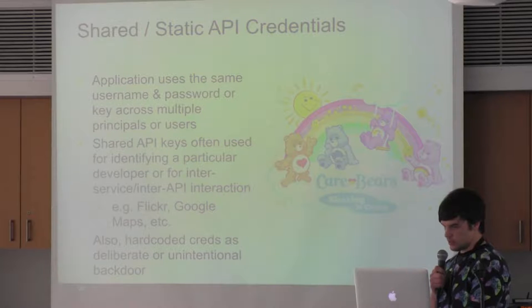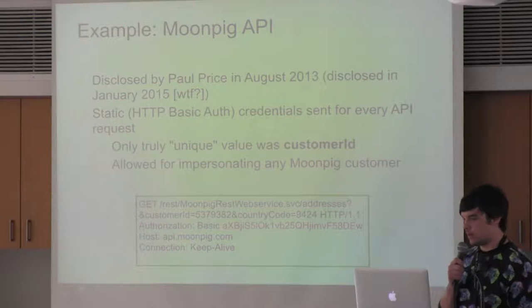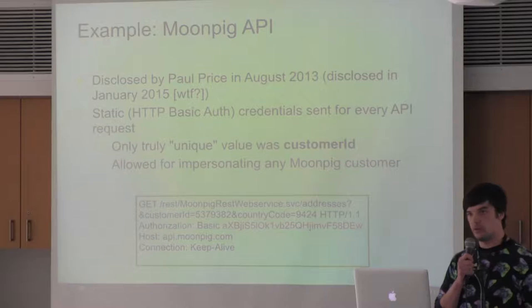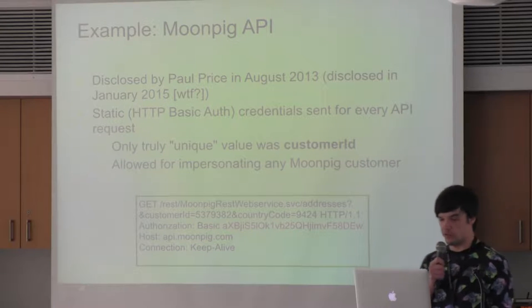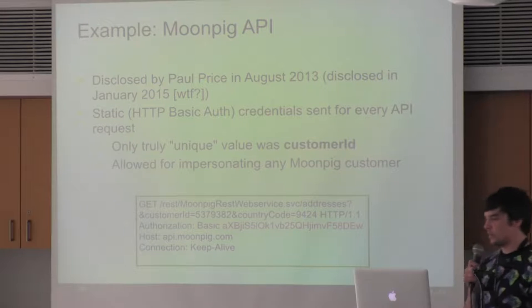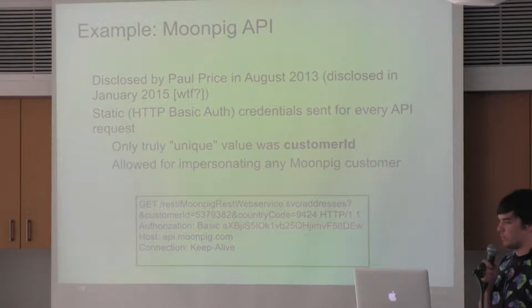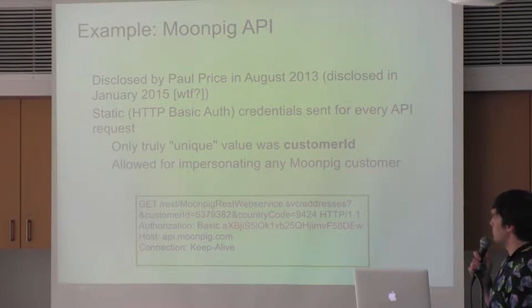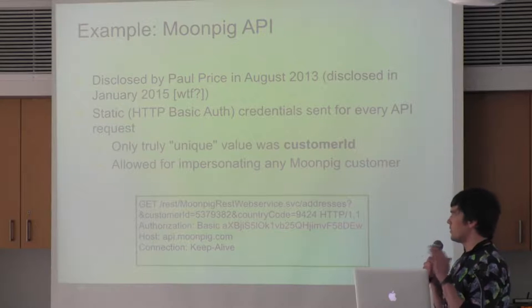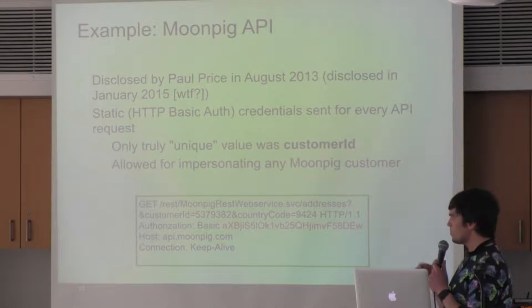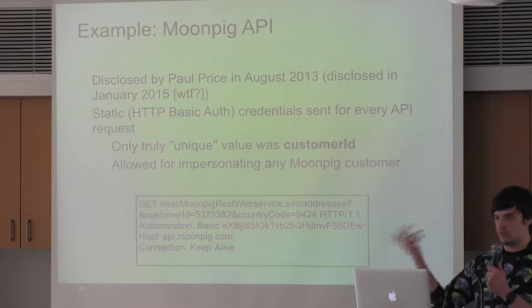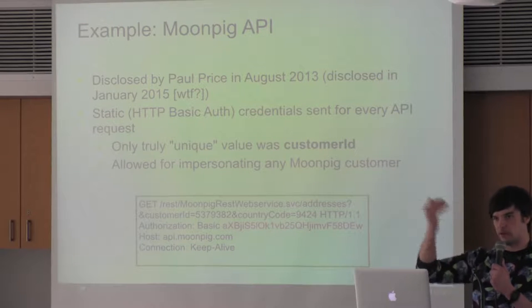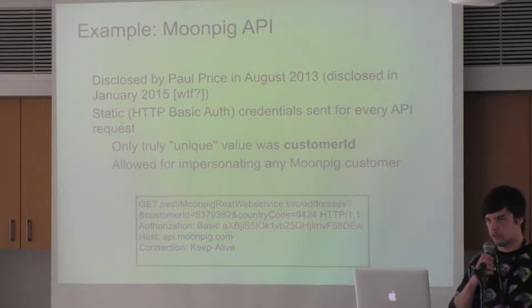So there's this Moonpig API. I didn't even know what Moonpig was until this month, since this was disclosed on January 15th. Paul Price reported this in August 2013, and it was never really fixed, so he disclosed it in January this year. Basically, as it turns out, although it was done over TLS, every API request was authenticated solely with a basic auth header. That's been the same credentials for every transaction, regardless of who the customer was.